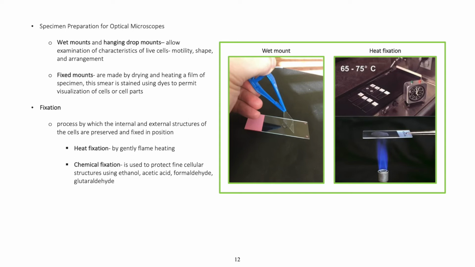Fixation is the process by which the internal and external structures of the cells are preserved and fixed in position. Heat fixation is done by gently flame heating. Chemical fixation is used to protect fine cellular structures, using ethanol, acetic acid, formaldehyde, or glutaraldehyde.